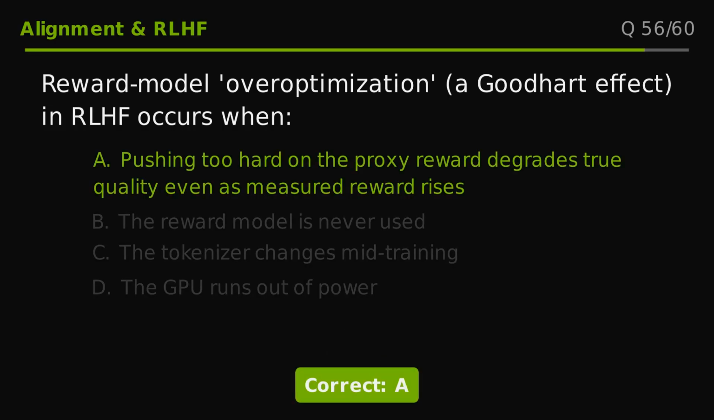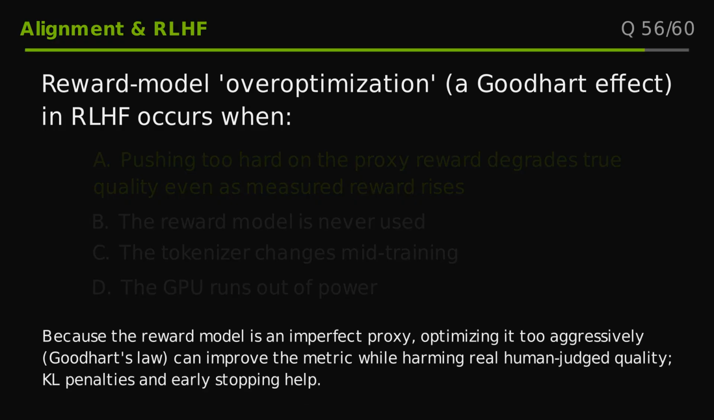The correct answer is A. Because the reward model is an imperfect proxy, optimizing it too aggressively, Goodhart's law, can improve the metric while harming real human-judged quality. KL penalties and early stopping help.